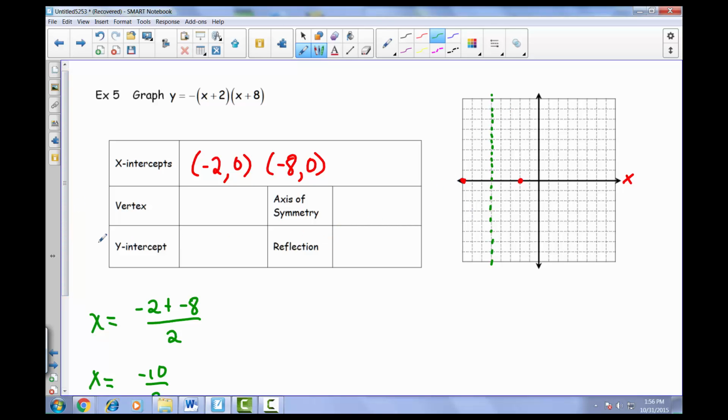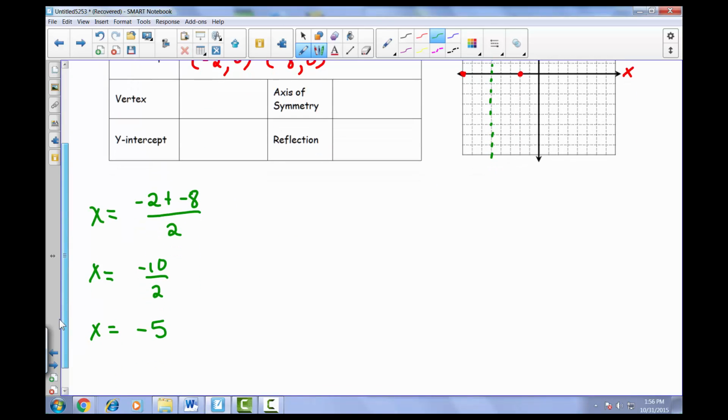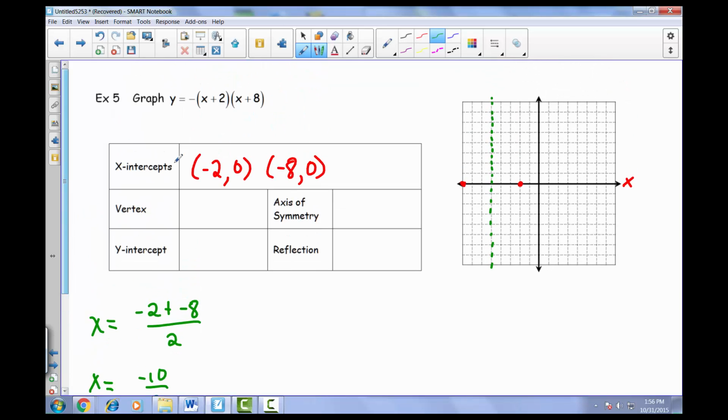Now, we still have no idea what our y value is for the vertex. We were able to find the x, but we don't know the y value. So all we have to do is plug that in. For the y value, we're going to throw in our x for our vertex. We know it's -5 that we're going to throw in here. We have y equal to negative times -5 plus 2 times -5 plus 8.